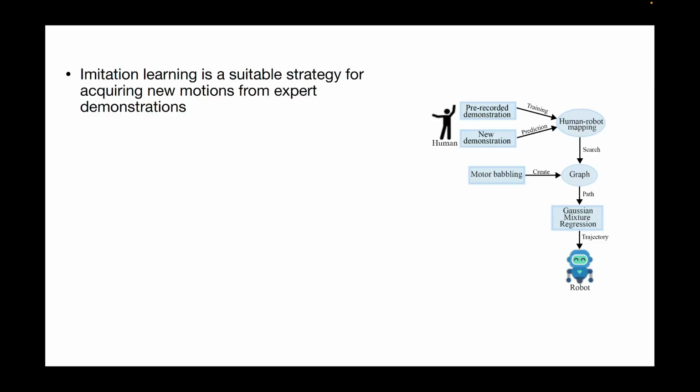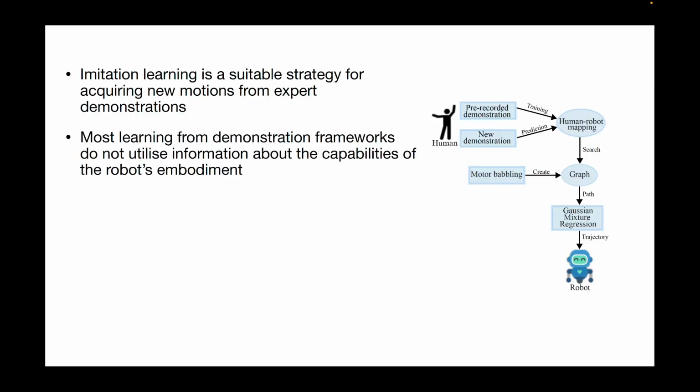To avoid manually programming robot motions, imitation learning is typically a good alternative that enables robot motions to be acquired from expert demonstrations. To learn versatile behaviors, most learning from demonstration frameworks require a large number of demonstrations, which can be a tedious task, particularly for non-expert demonstrators.